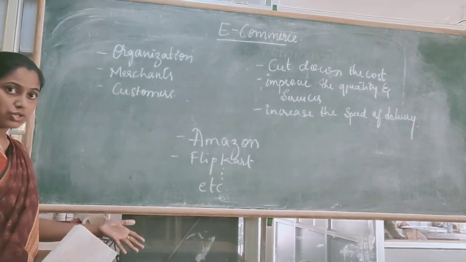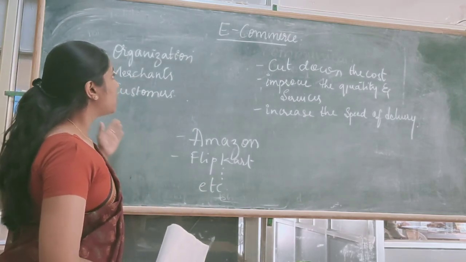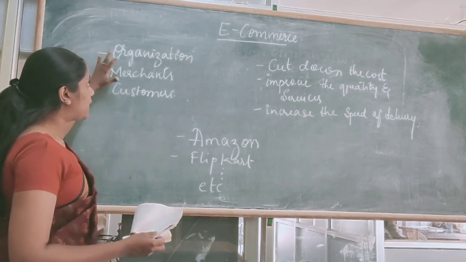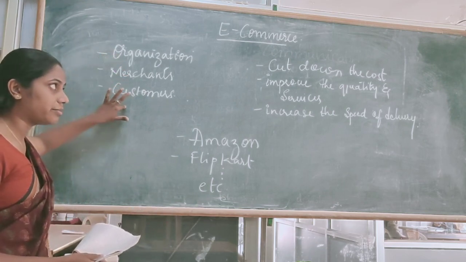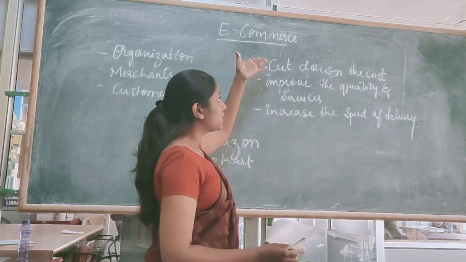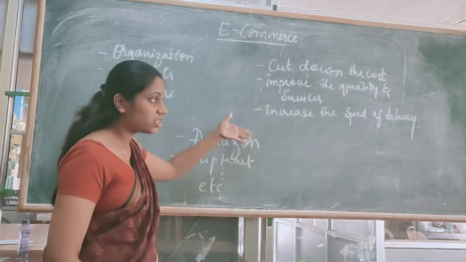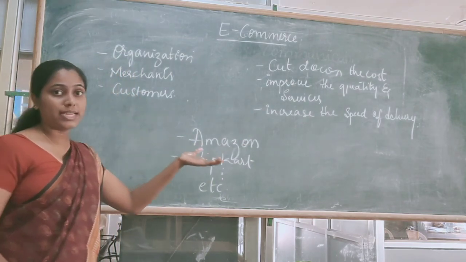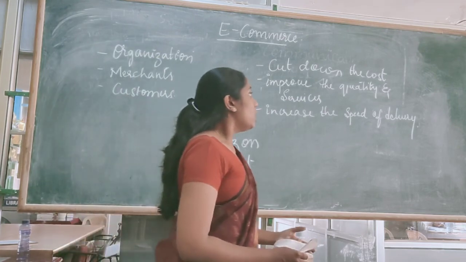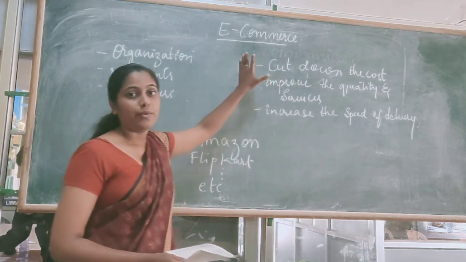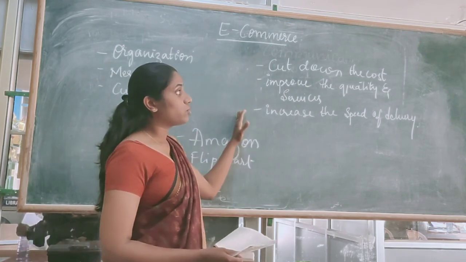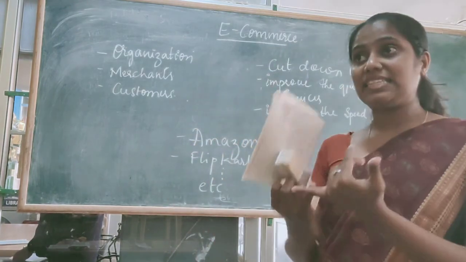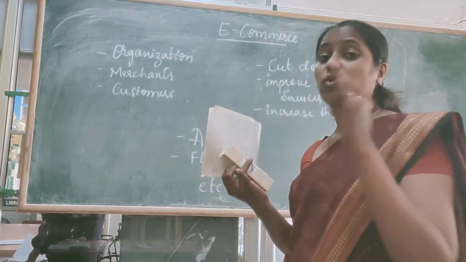So I hope you have understood the definition of e-commerce. That is, it is a business methodology which helps the organization, merchants and customers by cutting down the cost, improving the quality and services of the goods and increasing the speed of delivery. The examples for e-commerce websites are Amazon, Flipkart and so on. When we buy something, these three are the most important things. That is, we need less cost. Cost must be as low as possible. And the second one, the quality of the goods.